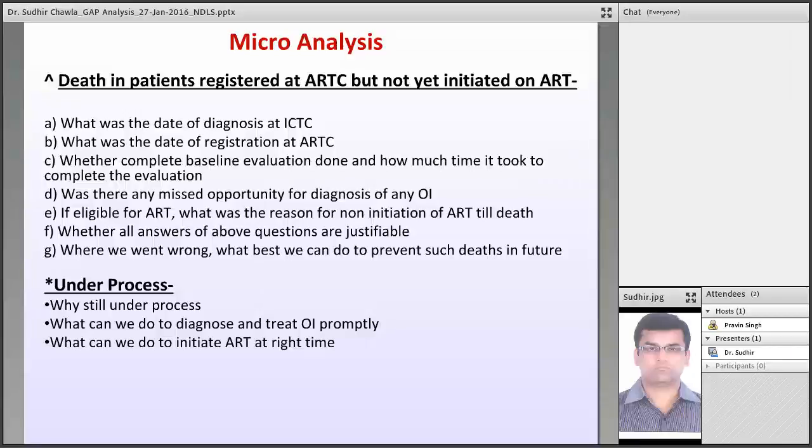It may be like that. So we just have to look into the difference of days between diagnosis and registration. Is the patient registered with us within 1 week or not?